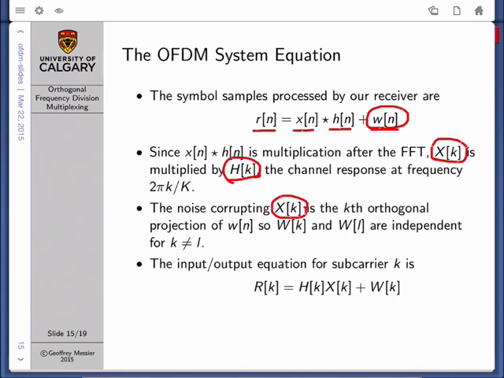And so if we think of our OFDM system then in the frequency domain, our received signal in the frequency domain is equal to our QAM symbols carried by our orthogonal OFDM subcarriers multiplied by the frequency response of the dispersive channel, the discrete time frequency response of our dispersive channel, plus a vector of noise where each element in the noise vector is independent of the other ones thanks to these orthogonal projections.